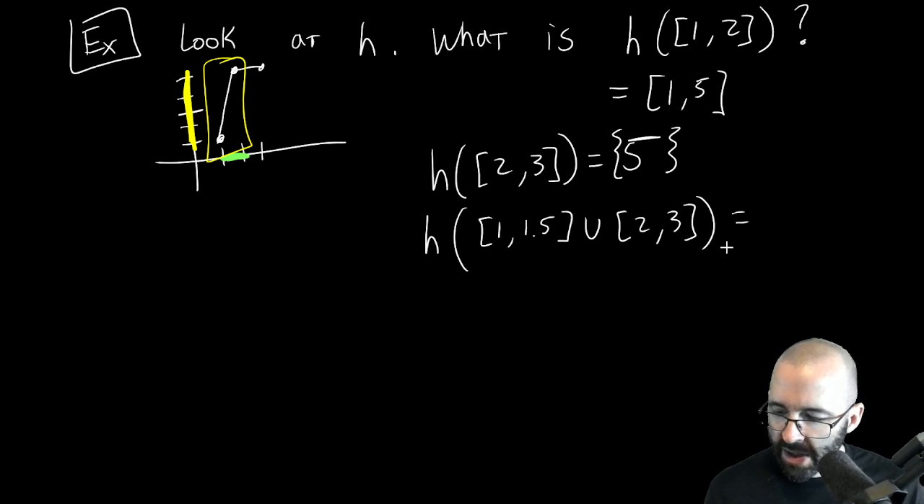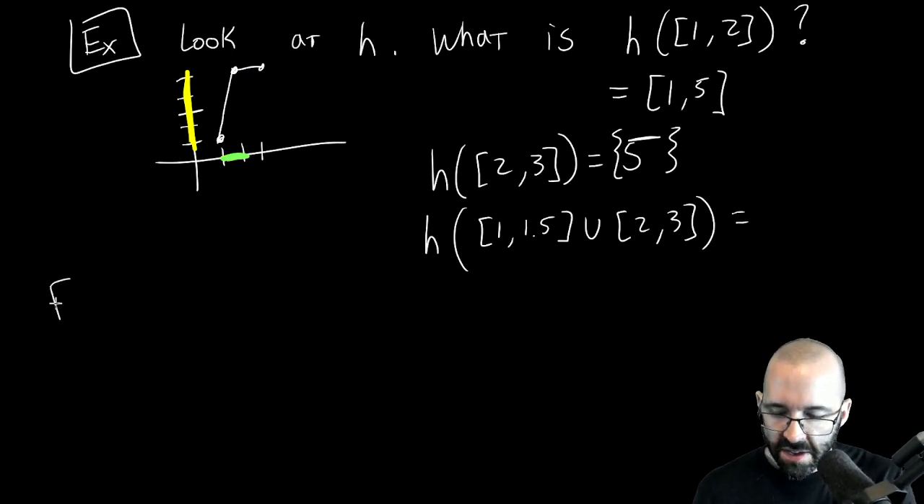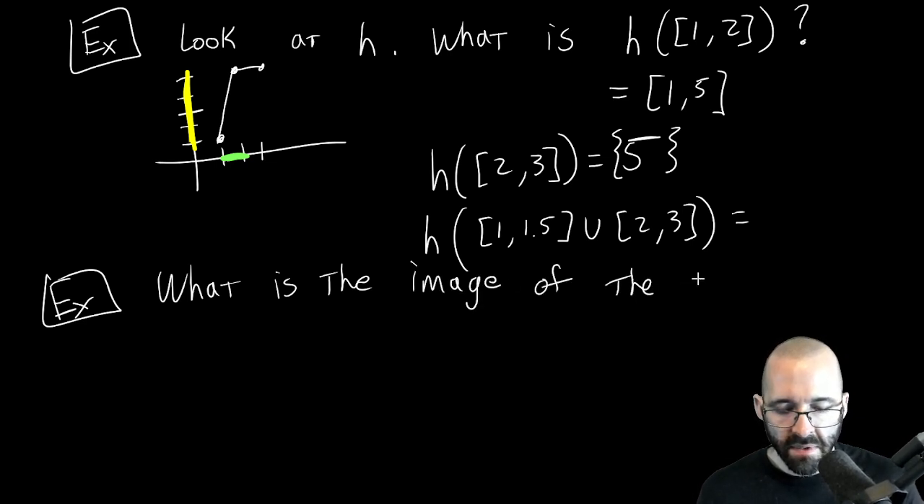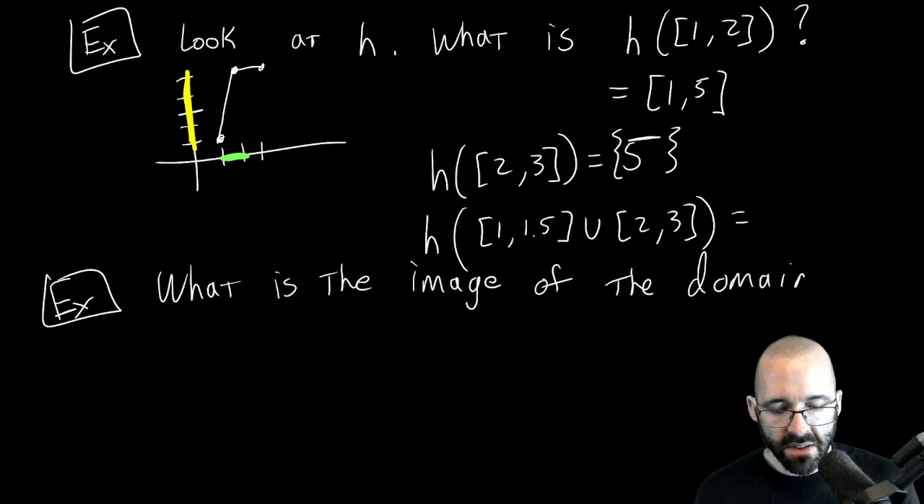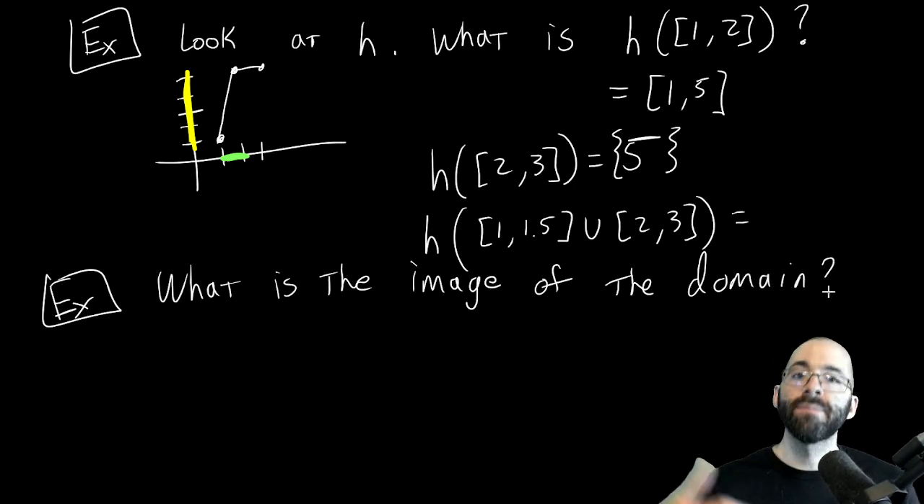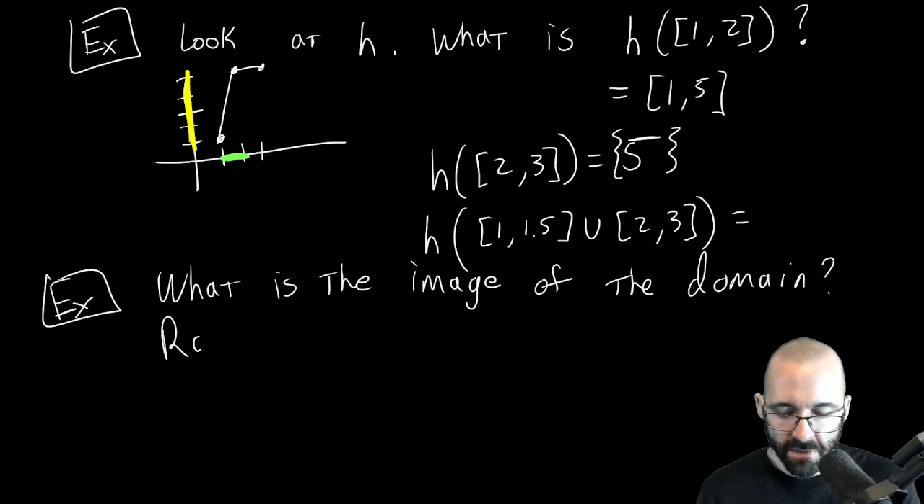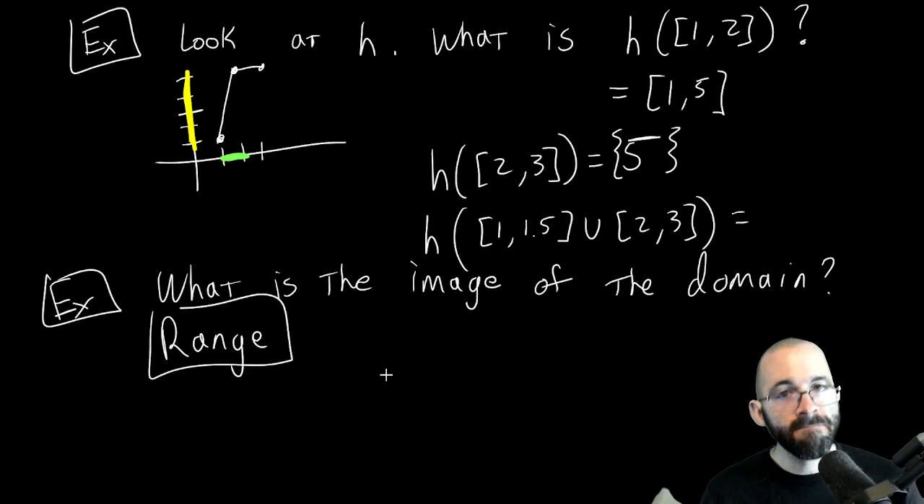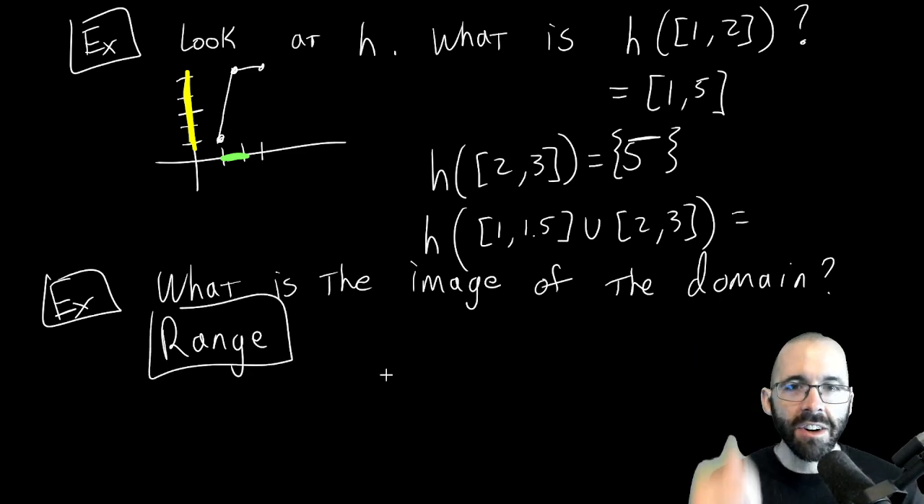I lost my spot. One more thing. We've seen this before. But what is the image of the domain? That has a very special name. In general, not for this example, but in general, what's the image of the domain? It's called the range. So if the image of the domain is equal to the codomain, then we have a surjective function.